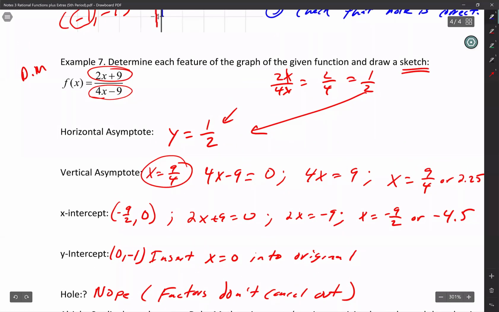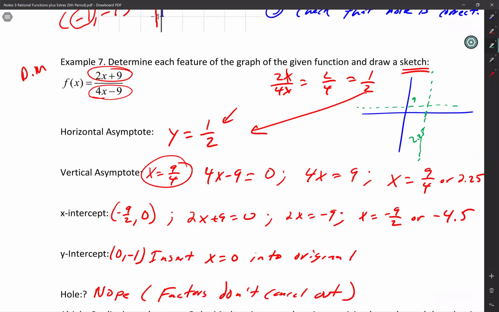So let's give them what they want. Let's put a sketch in here. All right. Horizontal asymptote y equals a half. So let me draw a half. I'm going to say this is a half. Vertical asymptote, positive 2.25. I'm going to say 2.25 is right there. Oop, that's a half, 1 half. Sorry about that.